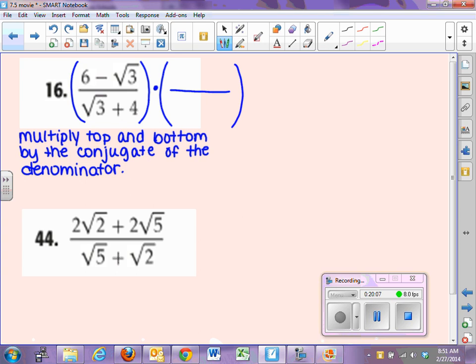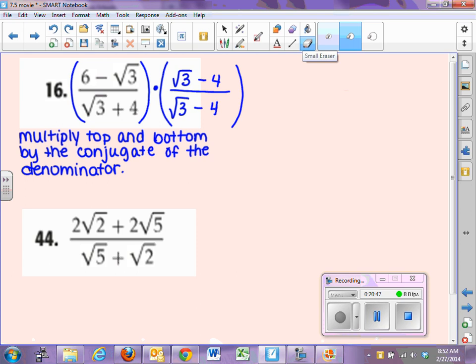Multiply top and bottom by the conjugate of the denominator. So what's the conjugate of the denominator? Remember, the two terms are the same, but the sign between them is the opposite. Now, in order to make this value right here equivalent to 1, I have to have the numerator be the exact same quantity, right? Isn't 156 over 156 equal to 1? Yes, it's because the numerator and the denominator have the same value. So what do you think we're going to do now?